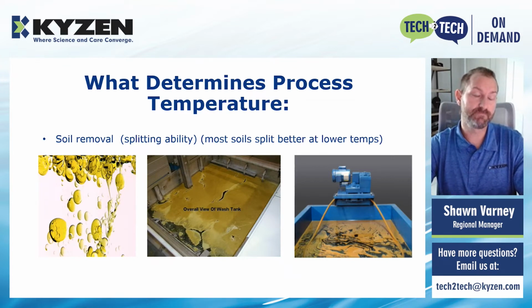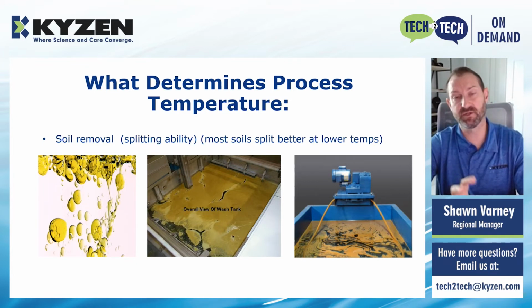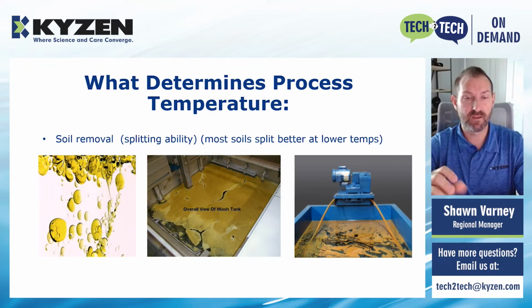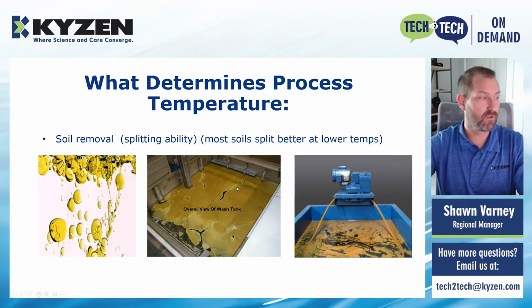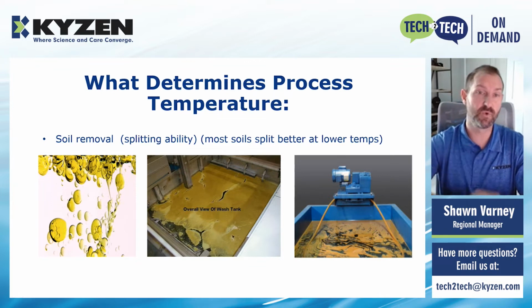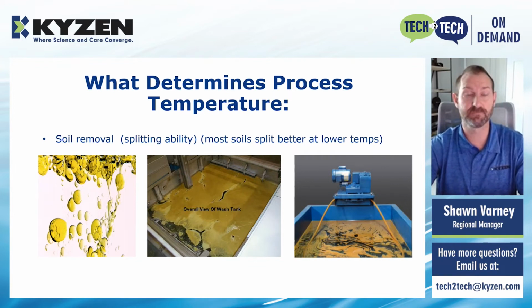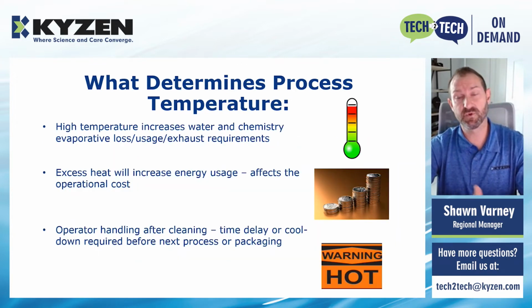Soil removal. This is where you get your oils based. They split better at a lower temperature. It doesn't have that mixing ability as they start to separate, whether you use a mechanical style scoop and get this out, or you have a coalescer, which is more of an automatic style to remove those soils to make your chemistry last longer. High temperatures increase water and chemistry evaporative loss.